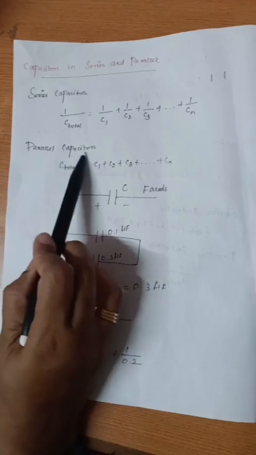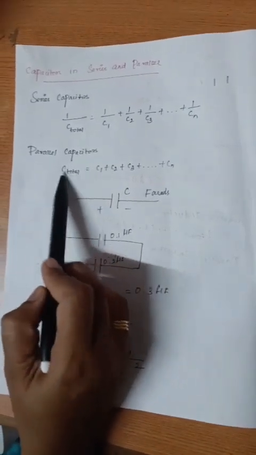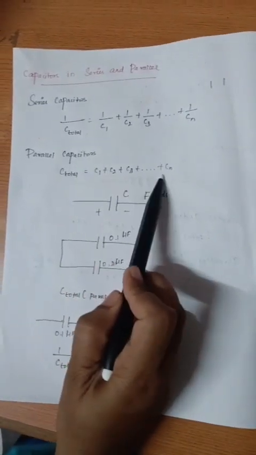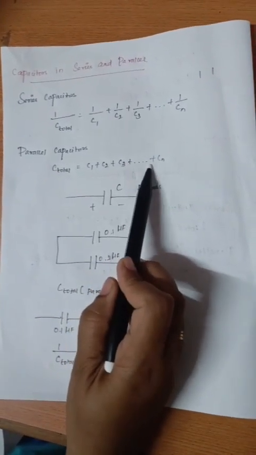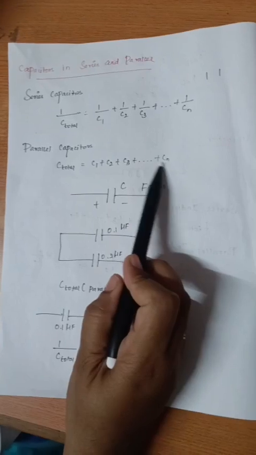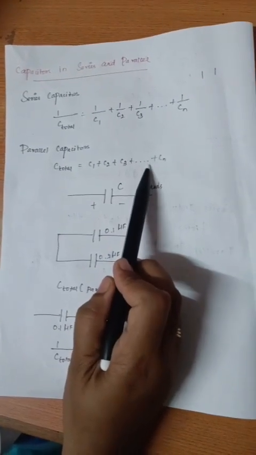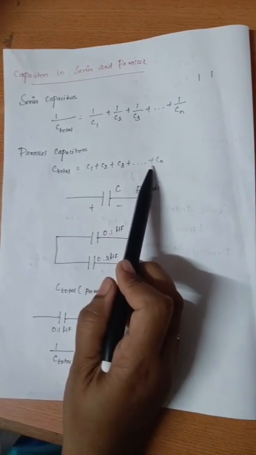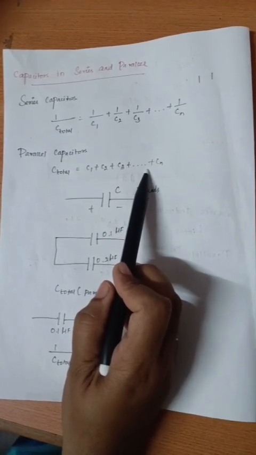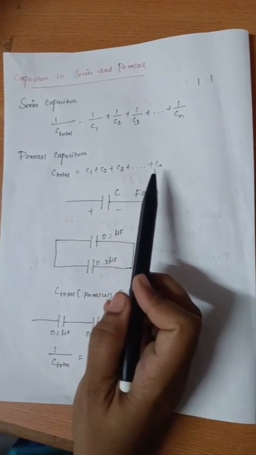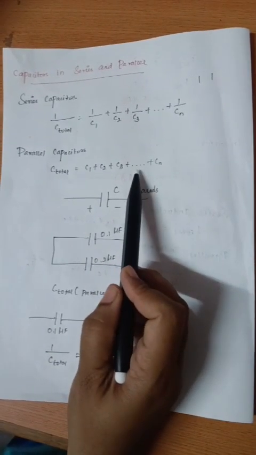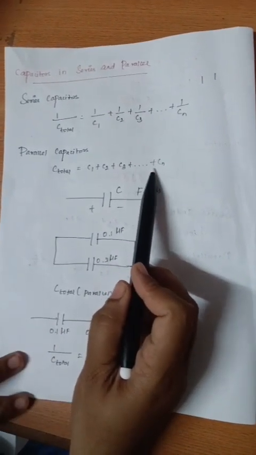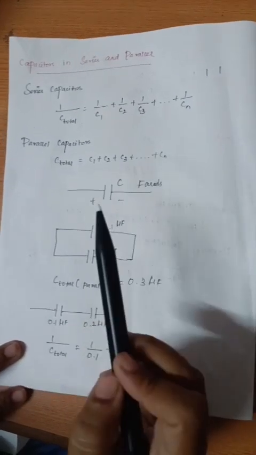When capacitors are in parallel, the total effective capacitance becomes the sum of all of them. So C total is equal to C1 plus C2 plus C3 and so on. Here the total capacitance increases as the effective plate area increases. Each capacitor can store charge independently and all experience the same voltage. Applications include power supply filtering, energy storage systems and motor starting circuits.